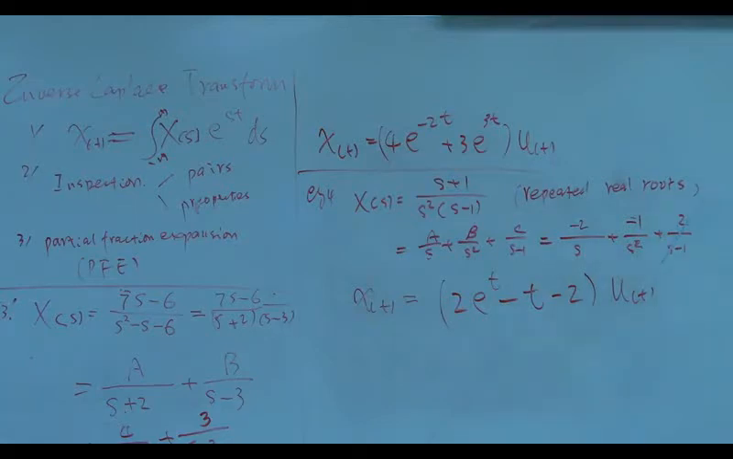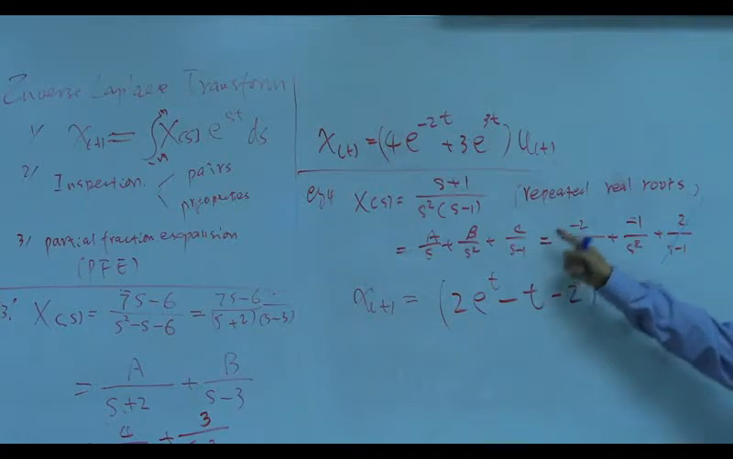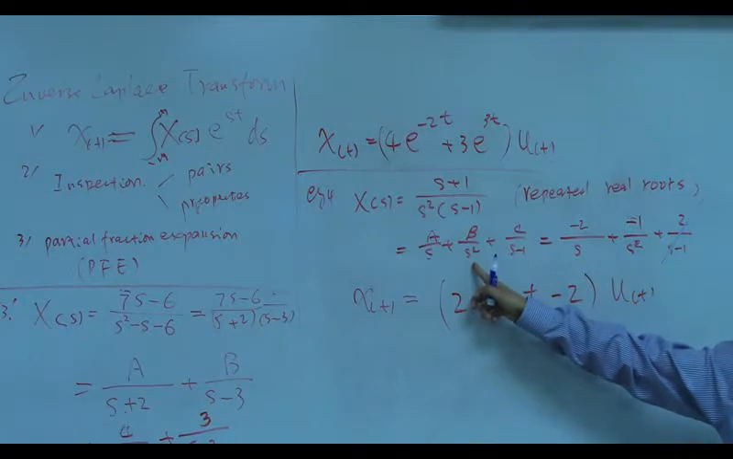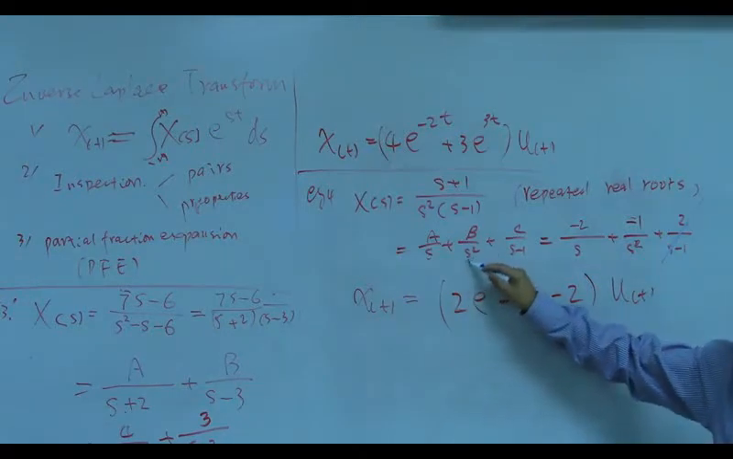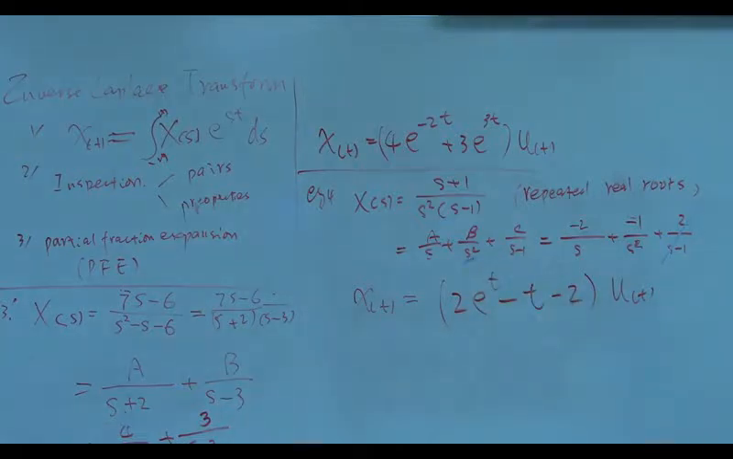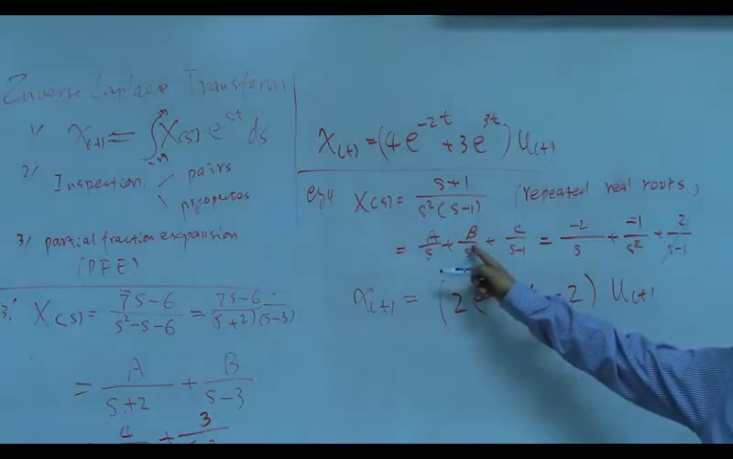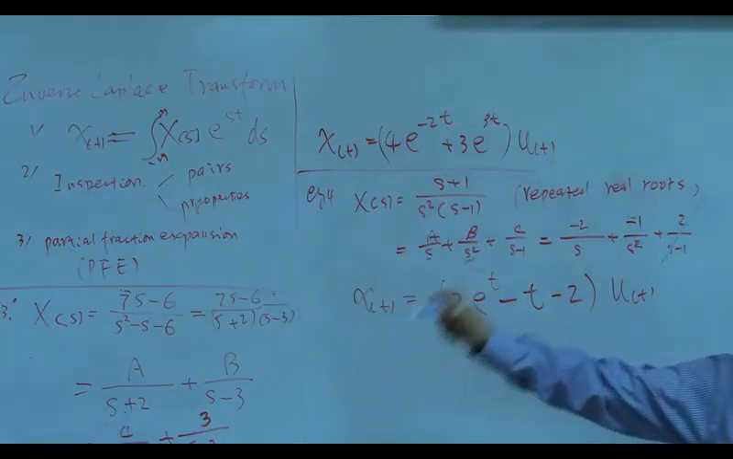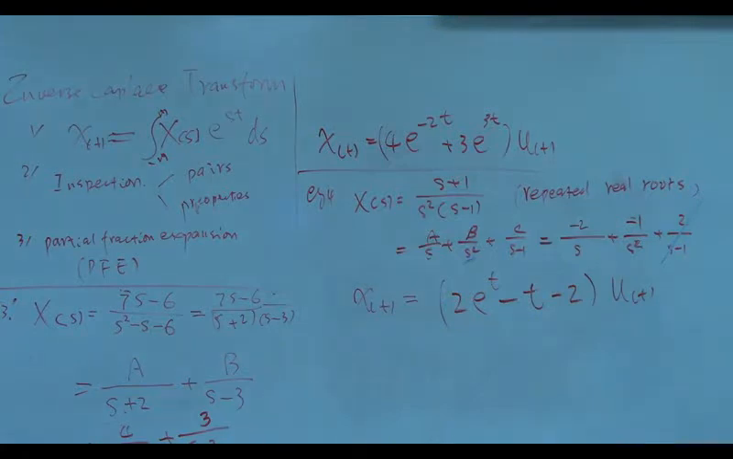Now the next one, that is the key. Which one do you want to do first? You want to calculate the A or you want to calculate the B? The rule is we calculate the B first. Why do you choose B? Because this one, S squared, is the highest order. So we calculate the B first. Once we find the B, then we calculate the A, then we calculate all the others.